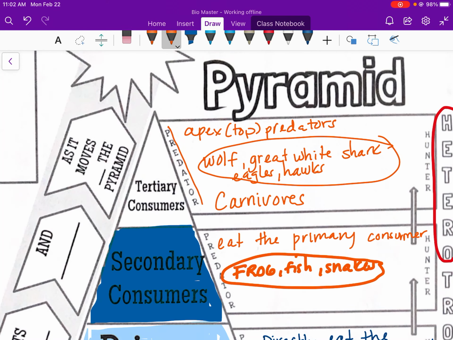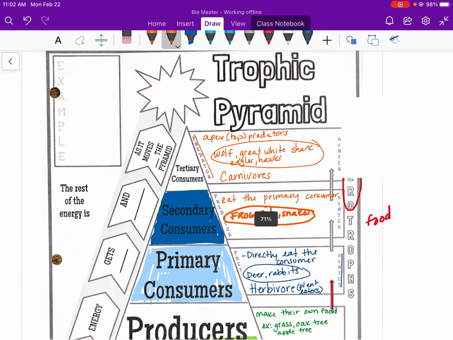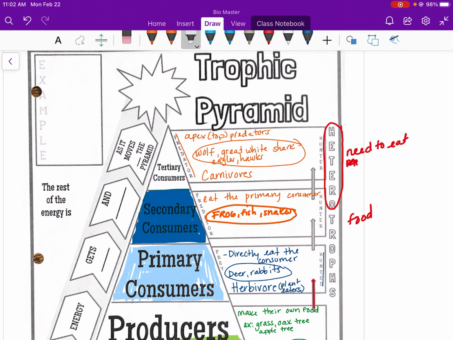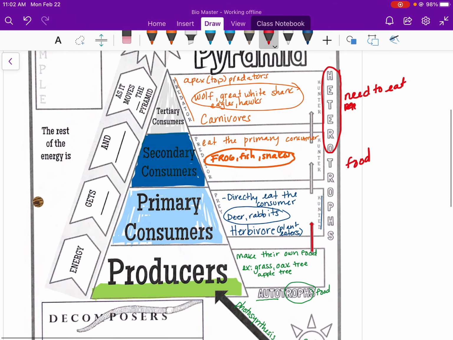Now, why does this pyramid exist this way? Why do we care about the shape of the pyramid? I'm just going to add some gray for some color here. So why do we care about the shape, and why is it shaped like a pyramid? Remember that energy gets used and decreases as it moves up the pyramid.